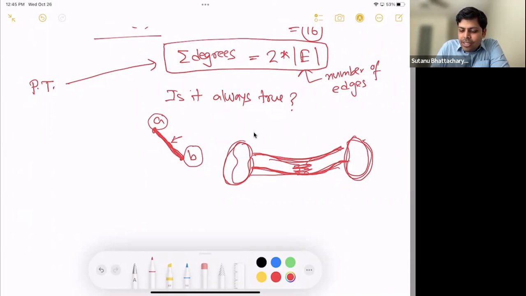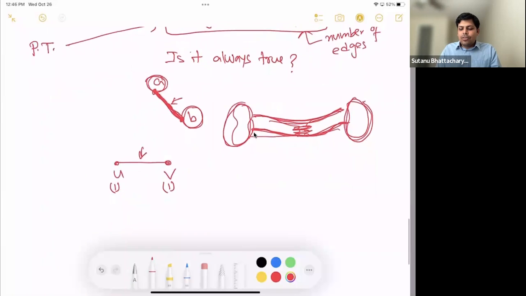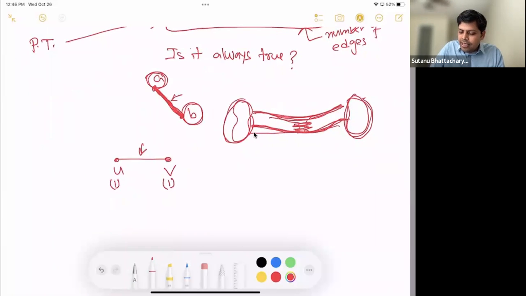So this one edge will contribute degree 1 to this vertex and another degree 1 to this vertex. So each edge contributes 1 degree to each end; take any random edge, suppose UV. This particular edge will contribute 1 degree to U, another 1 degree to V. So it's very easy to consider this particular example. Now, what is the degree of U? 1. What is the degree of V? 1.